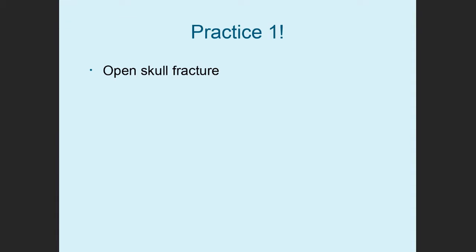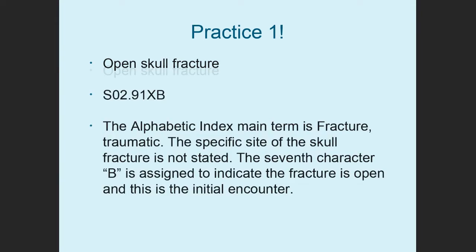Open skull fracture. This is coded as S02.91XB. In the alphabetic index, you find fracture, traumatic. The specific site of the skull fracture is not stated, so it's S02.9. The 7th character B is assigned to indicate the fracture is open, and this is the initial encounter.